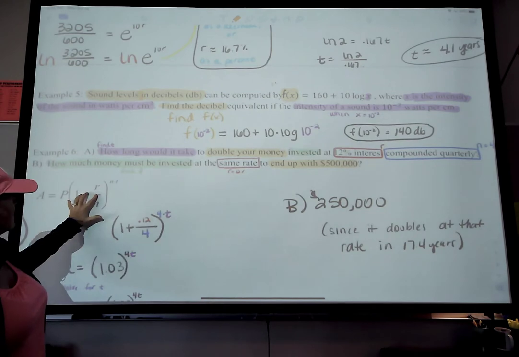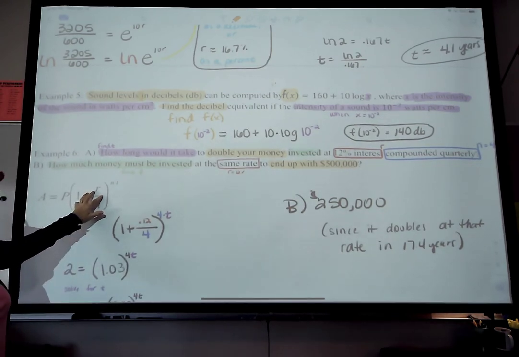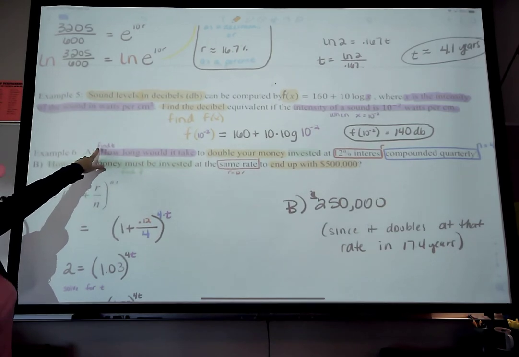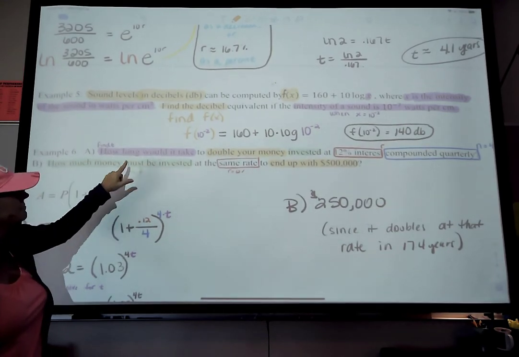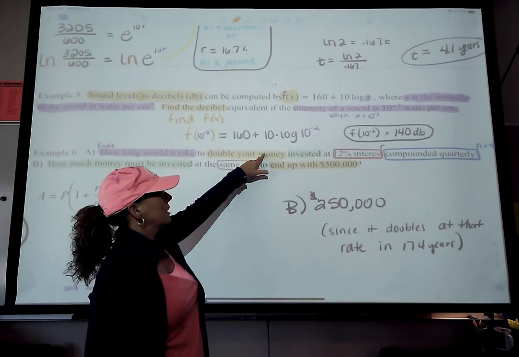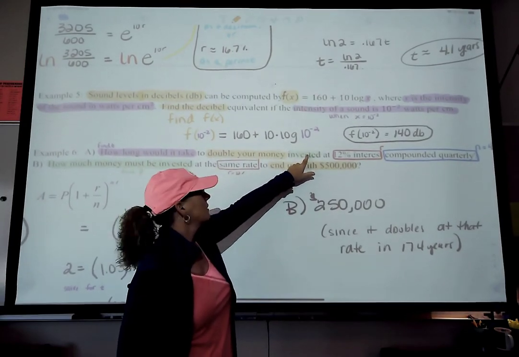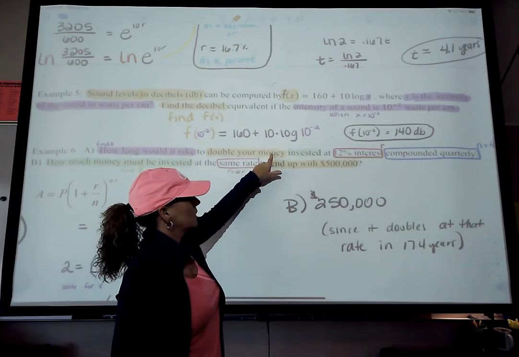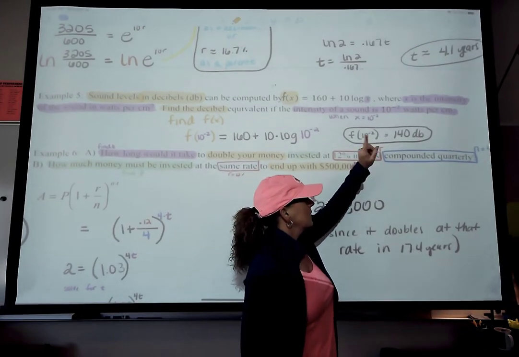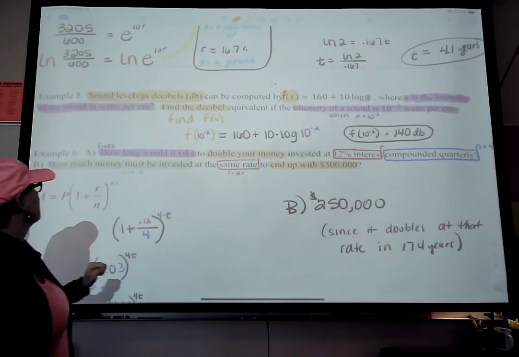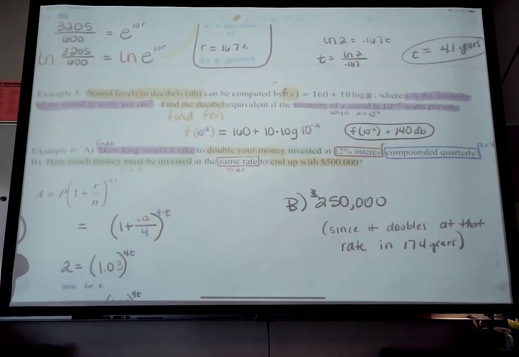So it's telling us this is the equation we're going to use, not PERT this time. This is the one we're going to use. How long would it take, find T, to double your money, however much you invested? However much you invested, we want it to double. This is your interest rate. It's compounded quarterly, which means N is 4. That's part A.